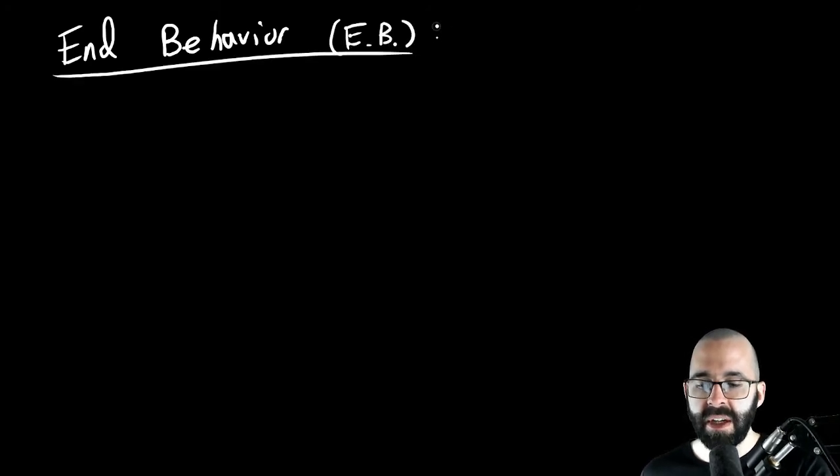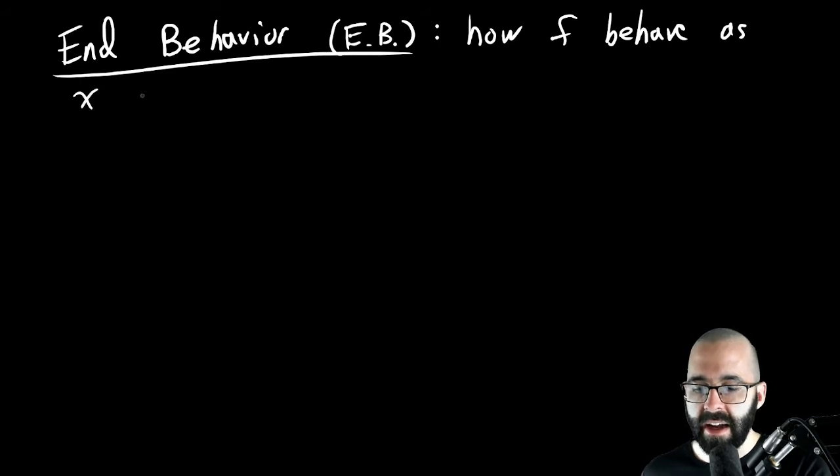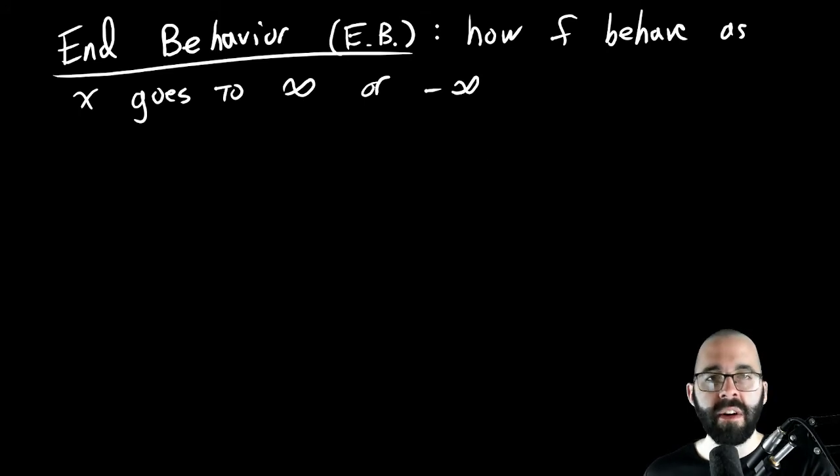Let's move on. So next we're going to talk about something called end behavior. Oftentimes I'm going to abbreviate this as EB. The end behavior of something just means how does our function behave as x goes to infinity or negative infinity? So in other words, as we go really far to the right or really far to the left, how does our function behave?